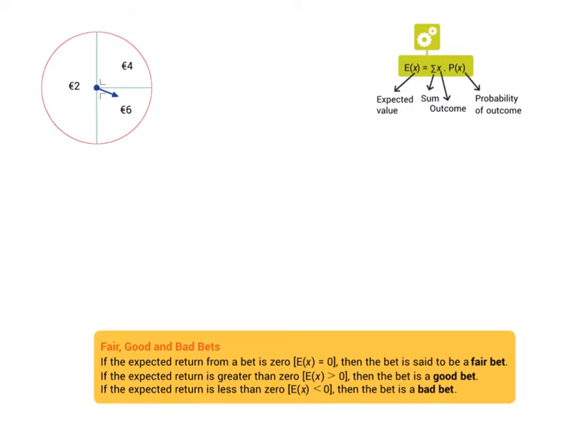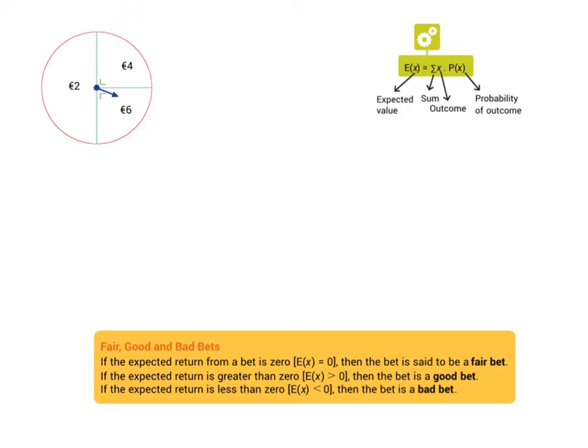Well, we can decide this by calculating expected value, or the mean. Expected value is the probability of getting a €2, which is a half, added to the probability of a €4, which is a quarter, and of getting a €6, which is a quarter. So what does that look like when we go to solve it?